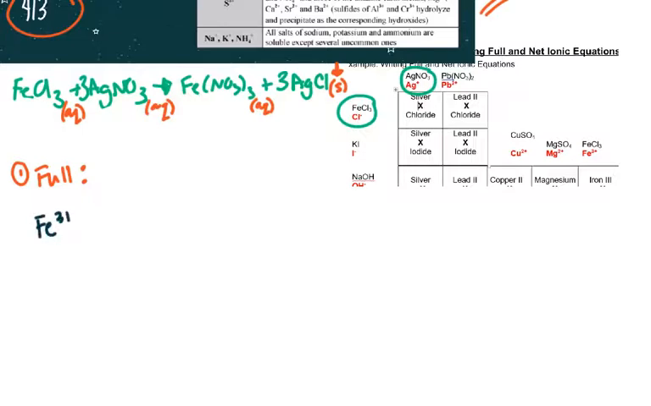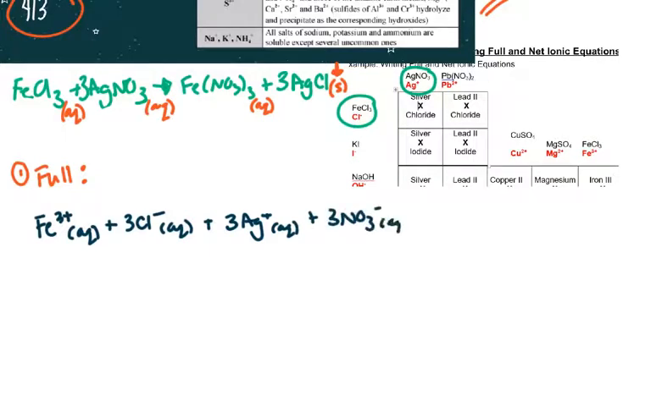So Fe3+, all ions are always aqueous. Ions don't float around. You have them in a solution, so their state of matter will always be aqueous. I have 3 chlorines, and chlorine is -1. Let's see, I have 3 silvers, and I know that's +1. And then I have 3 nitrates, because remember that 3 distributes, and that's -1.